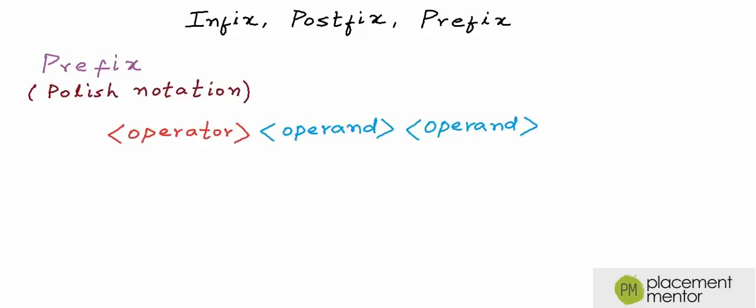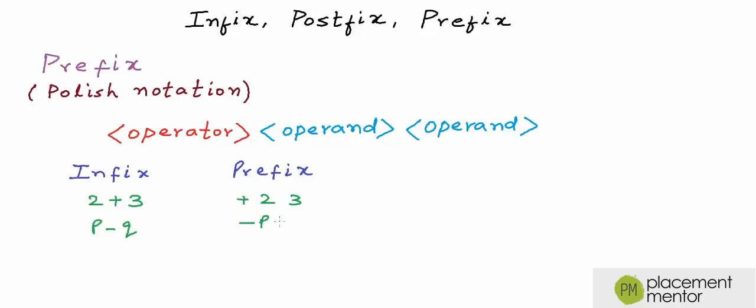In prefix notation, the operator is placed before operands. This expression 2 plus 3 in infix will be written as plus 2 3 in prefix. Plus operator will be placed before the 2 operands, 2 and 3. P minus Q will be written as minus P Q. Once again, just like infix notation, an operand in prefix notation doesn't always have to be a constant or variable. An operand can be a complex prefix notation itself. This expression a plus b asterisk c in infix form will be written like this in prefix form.